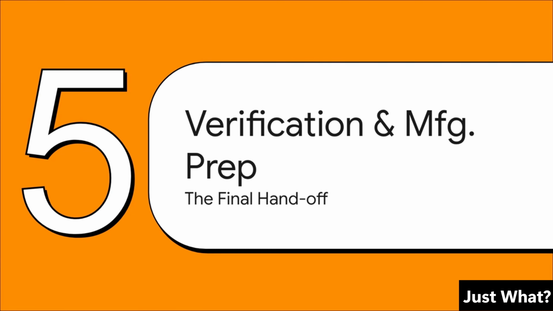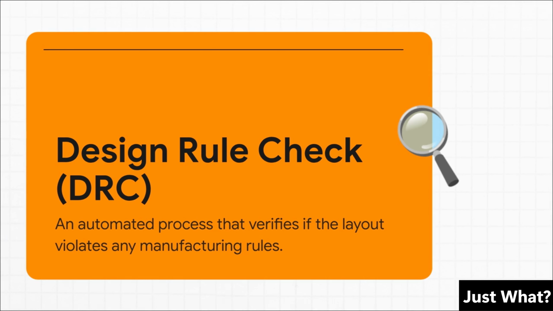So let's say we've placed all our components, we've routed all the traces, our digital design is done, but we can't just send it to the factory yet. There is one last absolutely critical phase: verification and getting it ready for manufacturing. This is where we check our work to make sure it can actually be built. And the most important part of this is something called a design rule check, or DRC. This is an automated check where the software scans your entire layout and compares it against the factory's rules. Things like how close traces can be or the minimum size of a hole. It's a lifesaver, and it catches so many potential manufacturing problems.